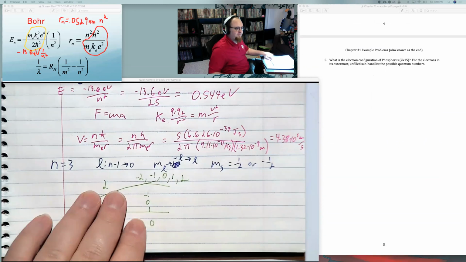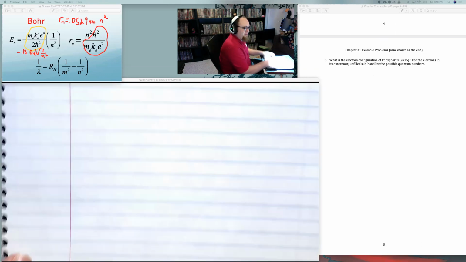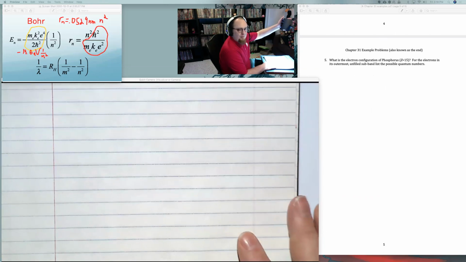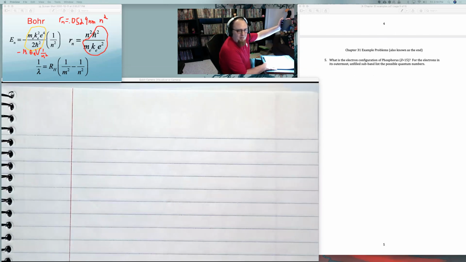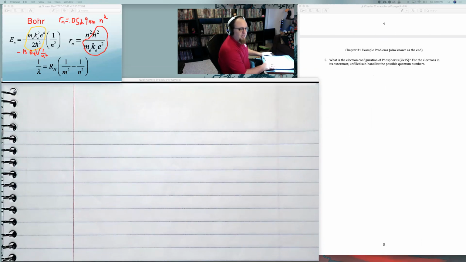And 5. 5 is a little more chemistry based. That I would probably like to do in the exam, but the second part of this one, because it doesn't say A and B, but there's really 2 parts, is something I might have you do more. It says, what's the electron configuration of phosphorus? And for the electrons in the outermost unfilled subshell, list all possible quantum numbers.